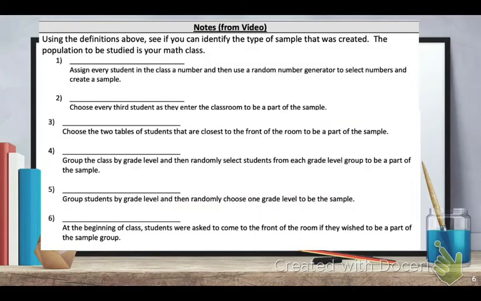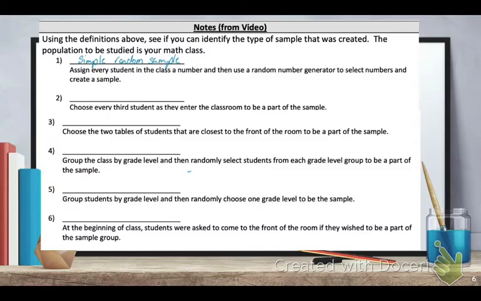Let's go through some examples. So using the definition above, see if you can identify the type of sample that was created. The population to be studied is your math class. So we will assign every student in the class a number and then use a random number generator to select numbers and create a sample. So a random number generator produces a sample where every member of the population has an equal chance of being chosen. So this is a simple random sample method.